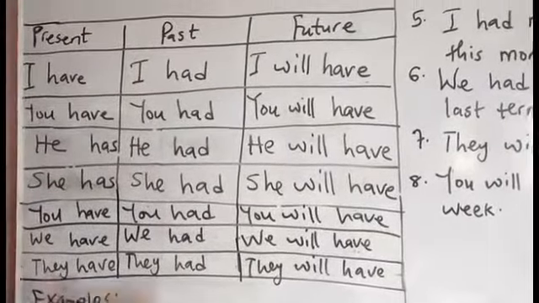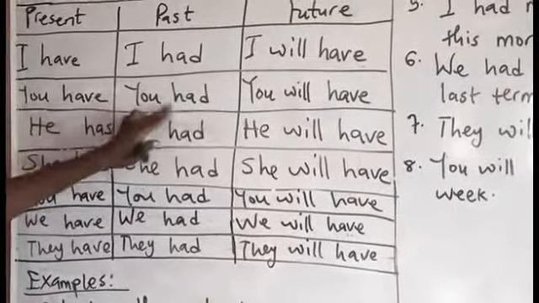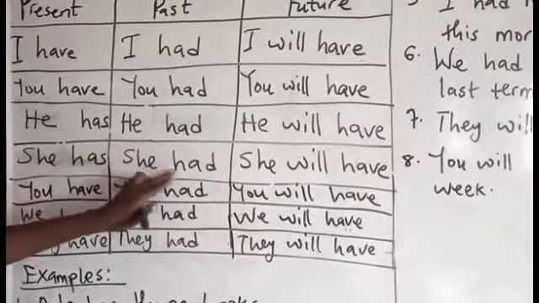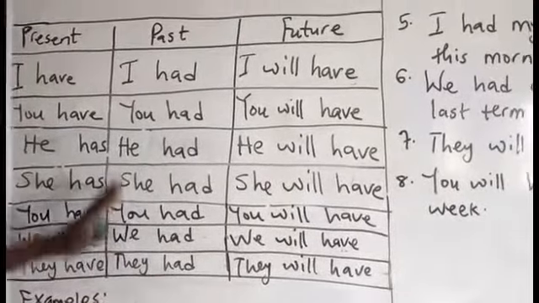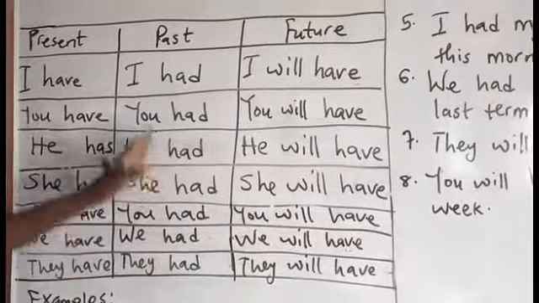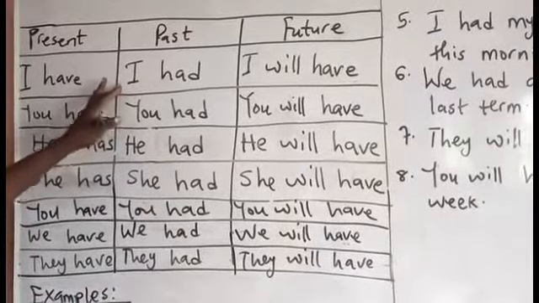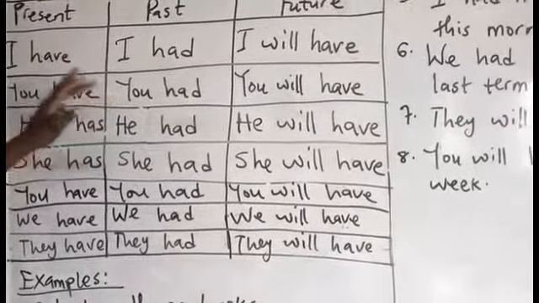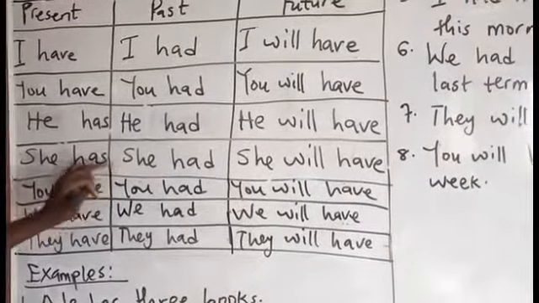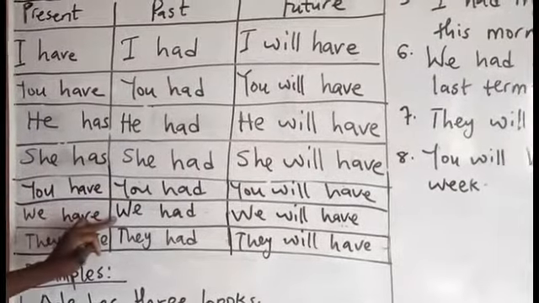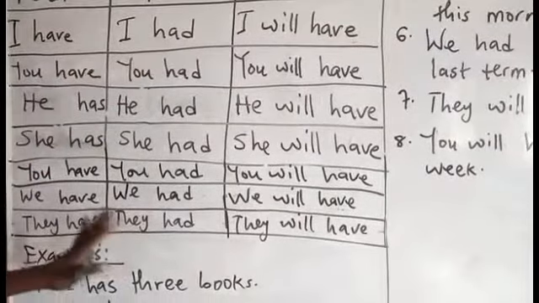Now in the past form, in the past tense, it runs this way. I had, you had, he had, she had, you had, we had, they had. Now the verb in the past form remains the same all through, from the beginning till the end. First person singular, second person singular, third person singular, and also the third person singular. First person plural, second person plural, and the third person plural. So all the verb runs the same.